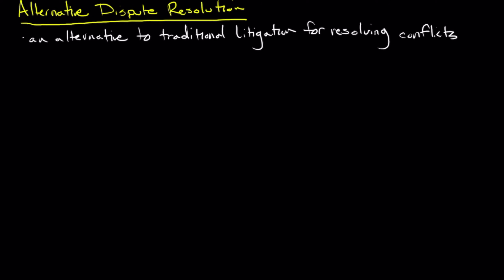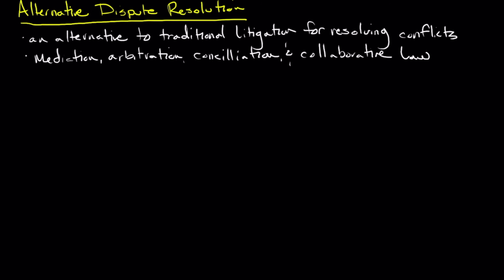So let's dive in. Some of the primary forms of alternative dispute resolution include things like mediation, arbitration, negotiation, conciliation, as well as collaborative law. Now, each method has its own unique characteristics and benefits, which we're going to be exploring in this video.